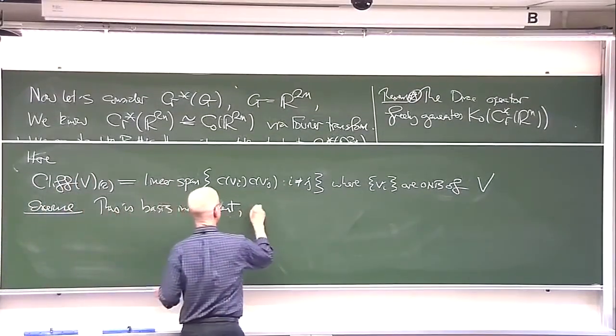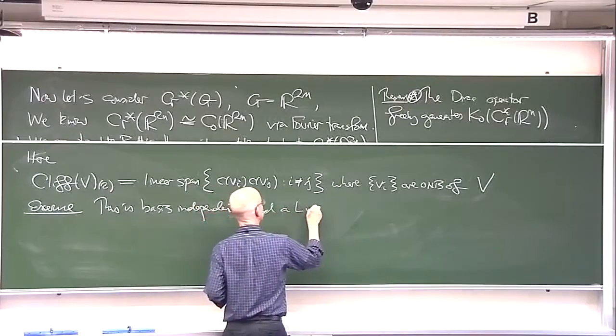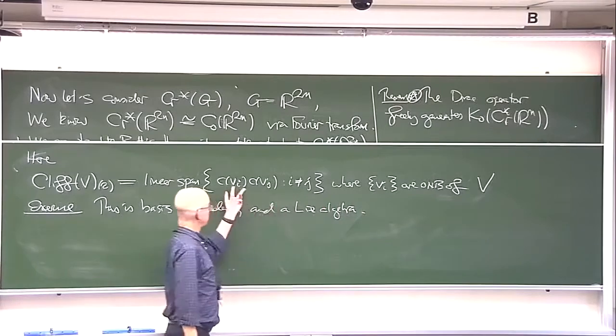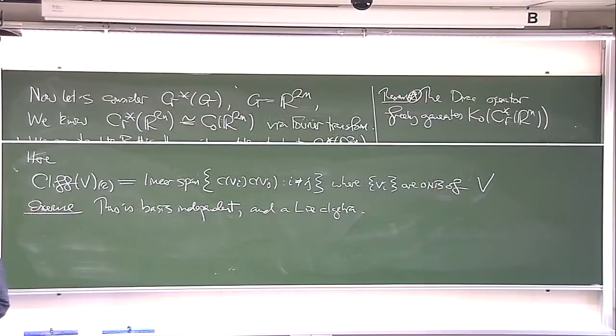And a Lie algebra under commutator. You take two such expressions and you form the commutator AB minus BA. It's again such an expression. In fact, a single such expression up to a sign.